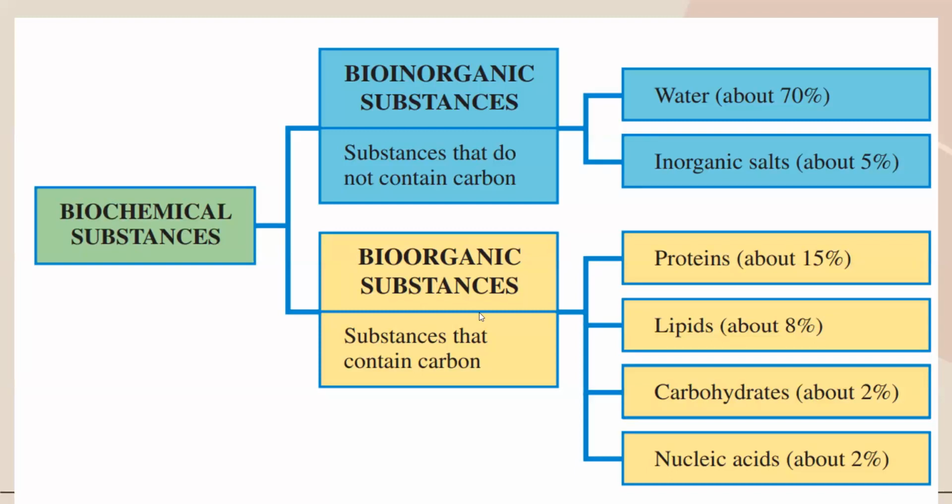Again, in our review, we mentioned that bioinorganic substances are substances that do not contain carbon, while bioorganic substances are substances which contain carbon. In the bioinorganic substances, we have water, which is about 70% of our body, and some inorganic salts, which cover about 5% of the body. The coverage for this lecture will be the carbohydrate, which makes up 2% of the total amount in our body. So, what is carbohydrate?